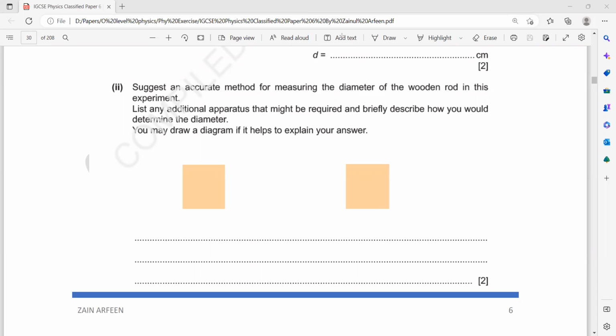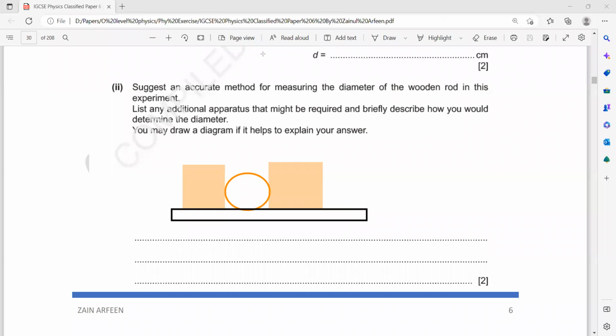Or you have only one rod here. You don't have the pair. You have only one rod. So you can place the rod between the rectangular blocks and measure, calculating the difference of the length from the edges of the wooden blocks which are near to the rod. So we can measure the value and calculate the difference in the two values to find the diameter.